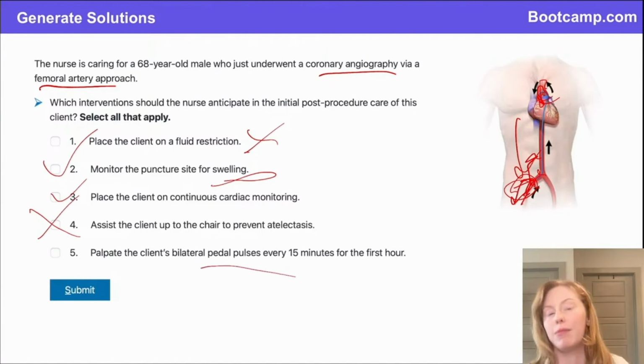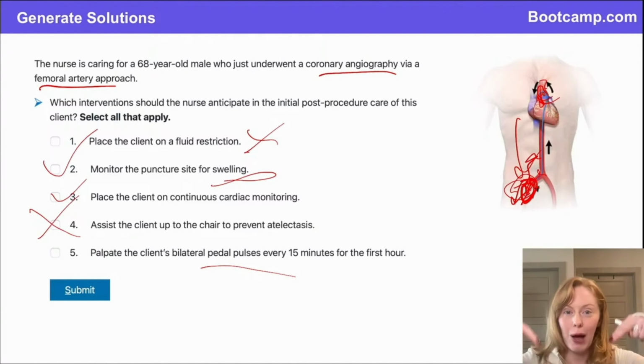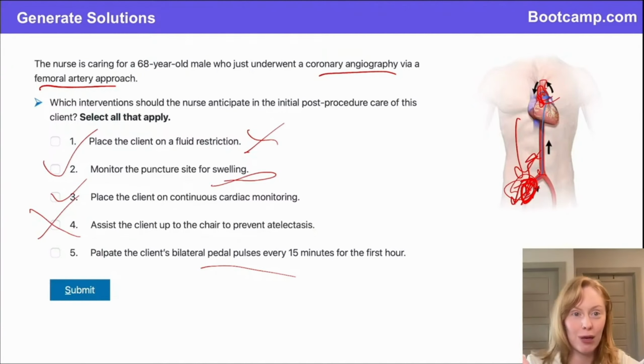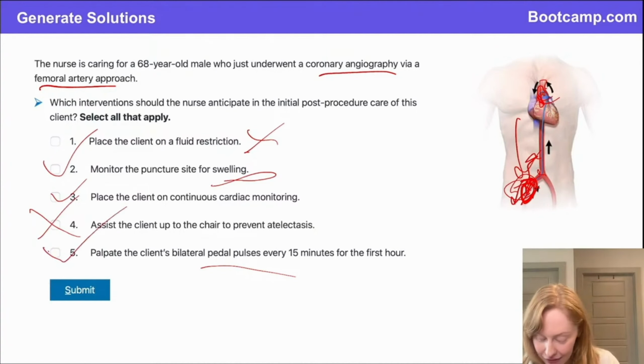Then palpating their bilateral pedal pulses every 15 minutes. Yes, so remember, we're worried about bleeding. If we're seeing bleeding from this femoral site, that means the blood is going to go somewhere other than their pedal pulse. So when we palpate, we're going to have a strong pulse on the unaffected side and a weak pulse or absent pulse on the operative side. So this is definitely important.